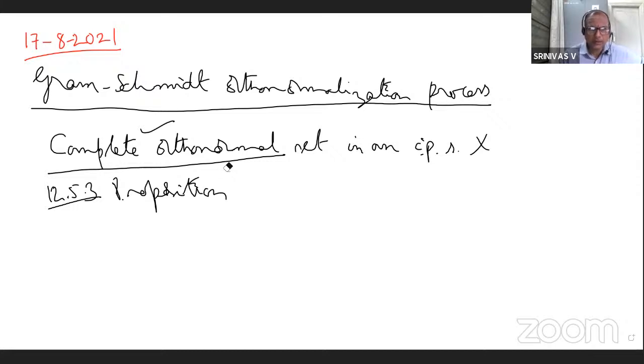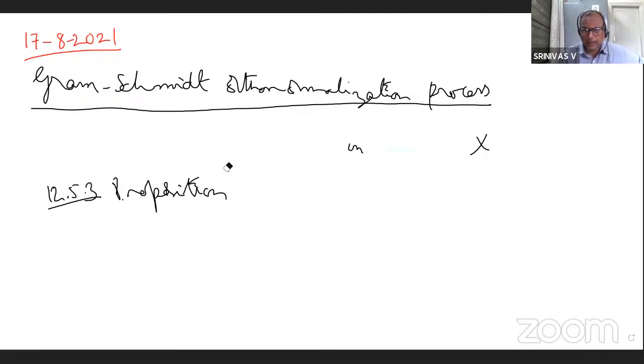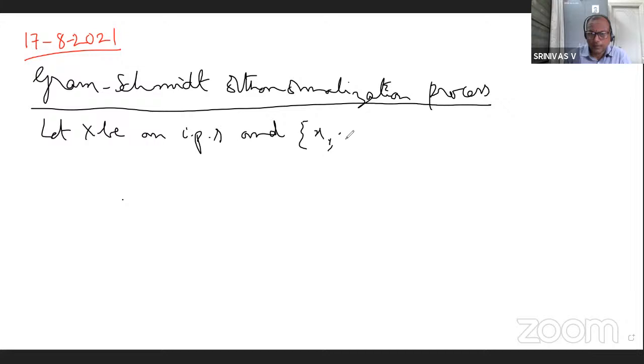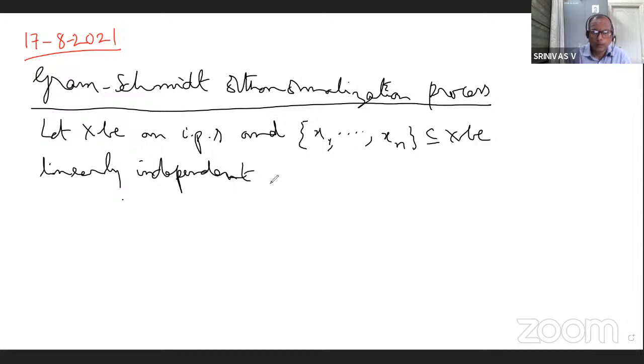Right. So, I will do this Gram-Schmidt orthonormalization process fully today. Yesterday I started, I could not complete it. Okay, first let me state that. Let X be an inner product space and let x1 up to xn contained in X be a linearly independent set, for some natural number n, any natural number.